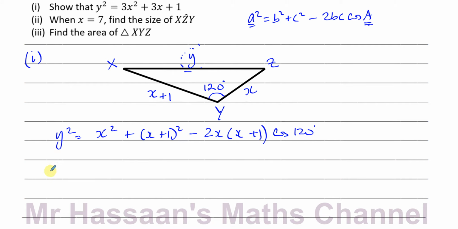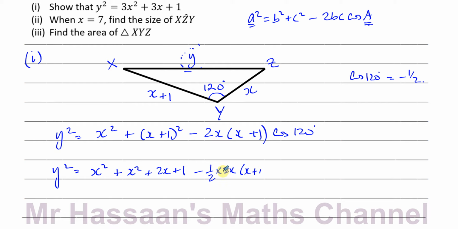Okay, so we're going to simplify this. Let's expand this bracket. You're going to have x squared plus 2x plus 1, the square bracket expands like this. Now, I know that the cosine of 120, if you put it in your calculator, you're going to get negative a half. Degree mode, of course. So this is going to be negative a half times negative 2x, which is going to be plus. So I'll just write it here. This is minus a half times 2x times x plus 1.